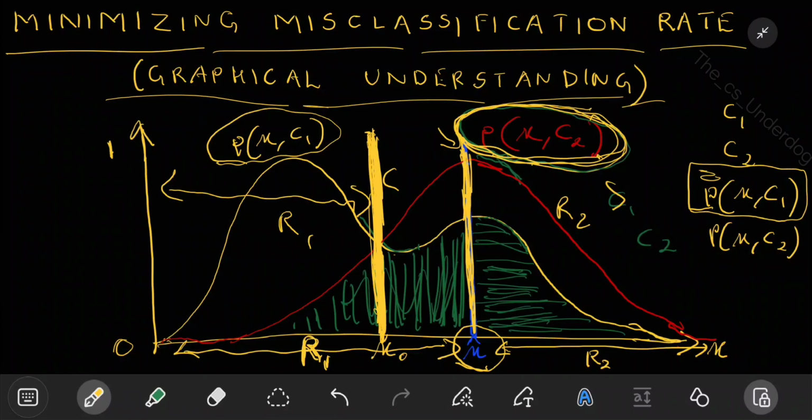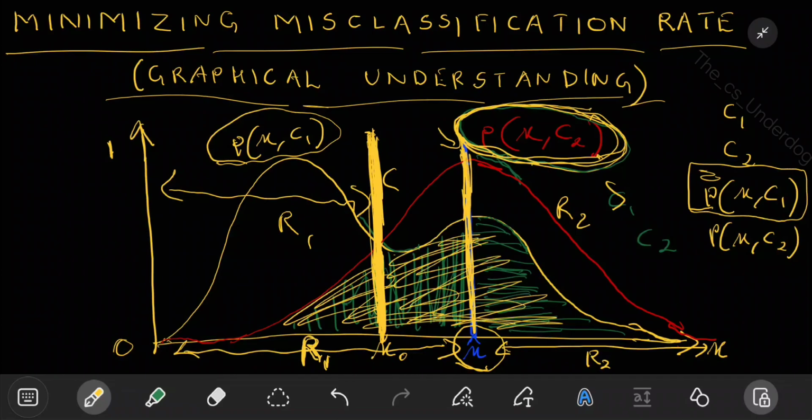Why am I saying this is the minimum? Because see, this area no one can save, because it is coming under both the curves. This is under curve P of x|C1 and also P of x|C2, which means whatever comes under this area has a chance of misclassification and you can't help it. What can you do with the decision boundary? You can try to draw the decision boundary at the point where you can minimize it. That is, all the points which you can classify as R1 and R2 clearly should be classified correctly. That is the idea. So with this graphical understanding, you should be able to imagine how it works inside, right?